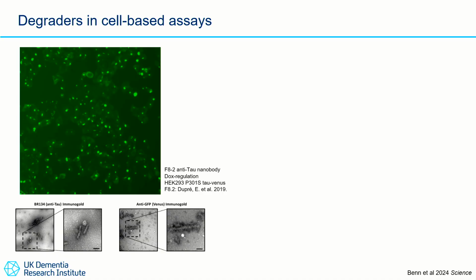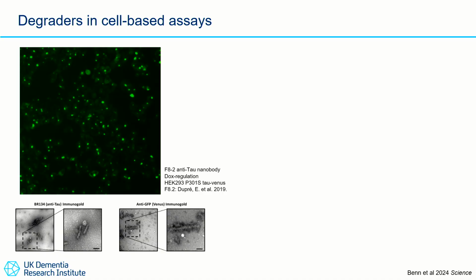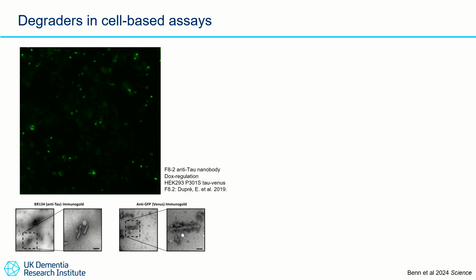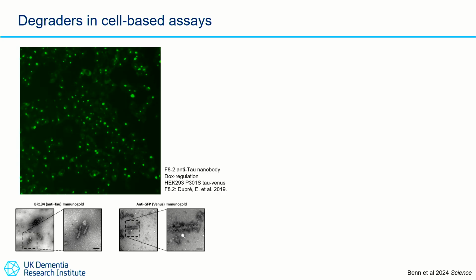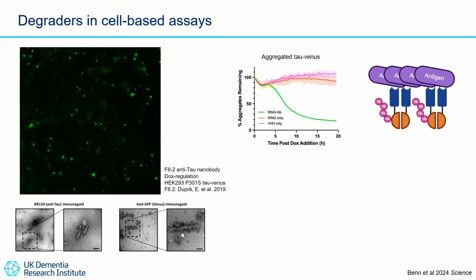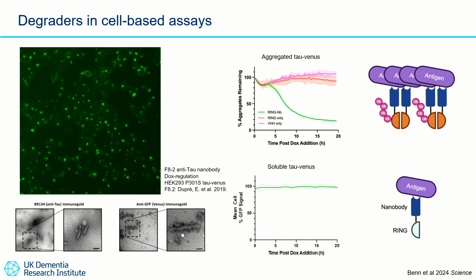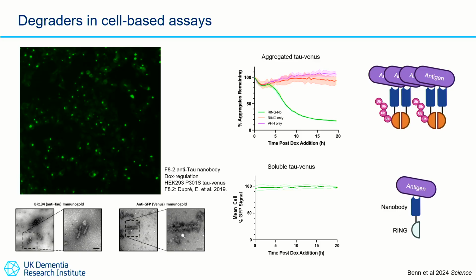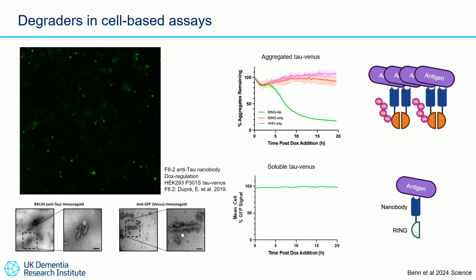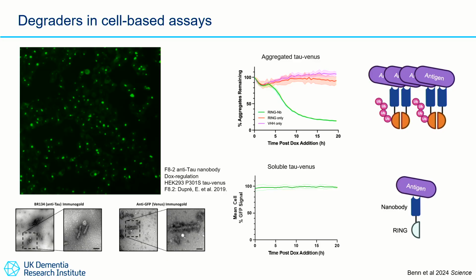So this is a field of cells expressing aggregated tau, and at the start of the video we induced expression of the degrader. This is a RING-nanobody degrader. Over a period of a few hours, we saw the tau aggregates being removed very effectively, quantified on the right there. If we did the same experiment in cells expressing soluble tau-Venus, however, we saw no degradation of the antigen, confirming that we were able to get this aggregate-selective degradation inside cells.